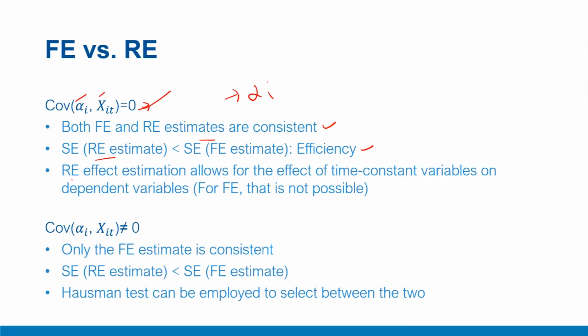Also, one advantage is that random effect estimation allows for the estimation of time constant terms on the dependent variable. For FE, that is slightly more tricky and not so easily possible.